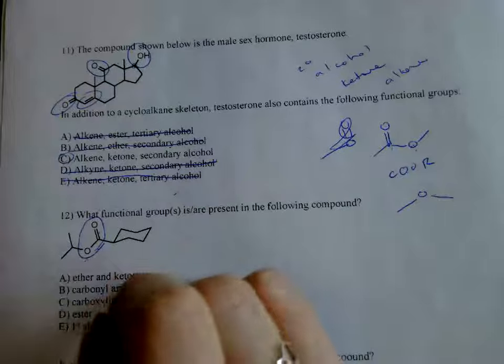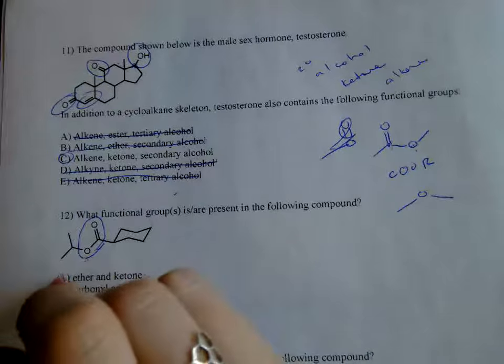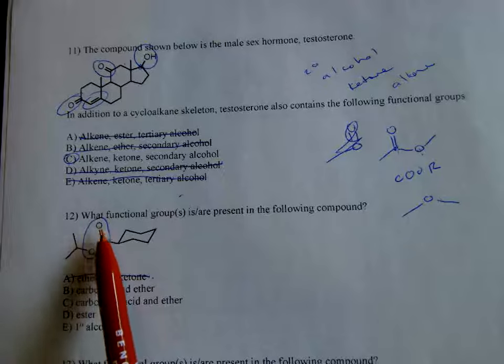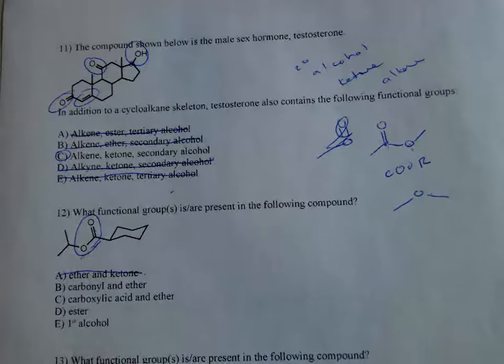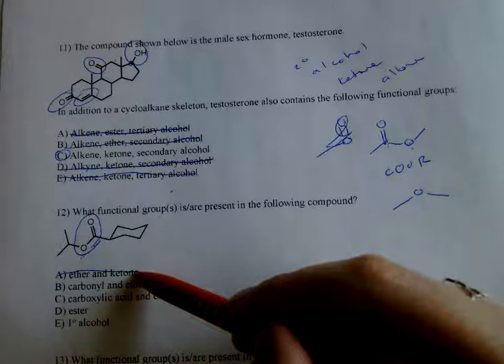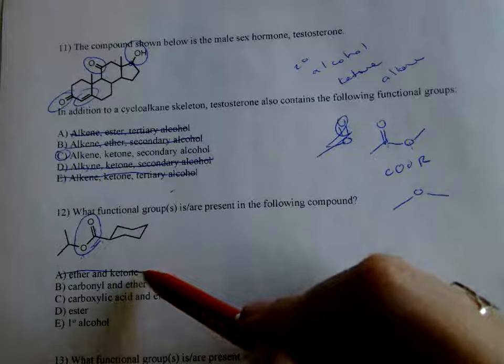They try to trick you here with answer choice A with an ether and a ketone, but there's not an ether because that needs to have just carbon on either side and not the carbon-oxygen double bond. You want to be as specific as possible, and ester is the combination of an ether and a ketone right next to each other, so that's more specific than calling this an ether and a ketone.